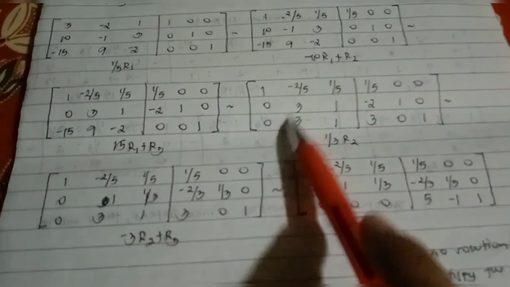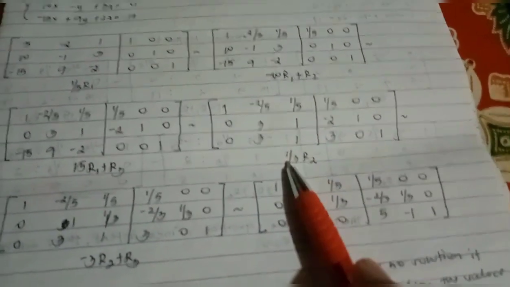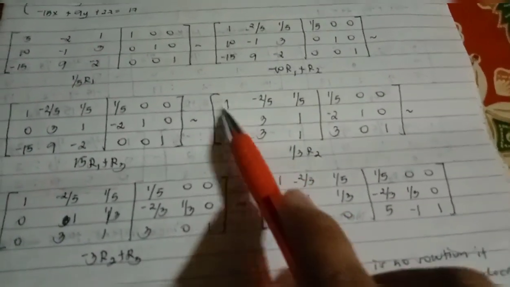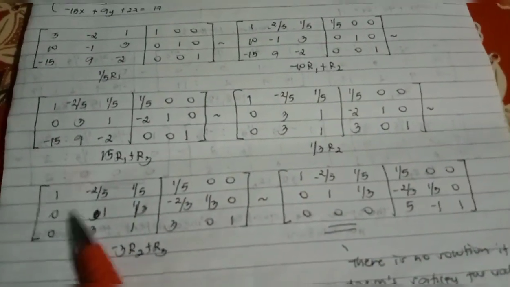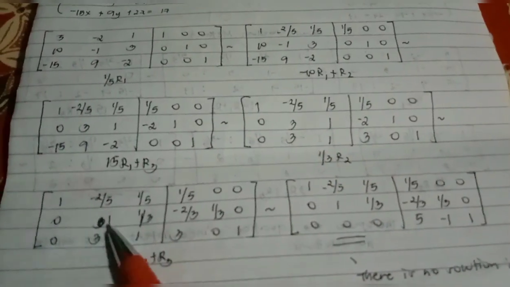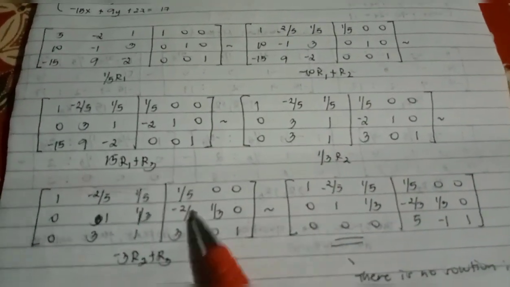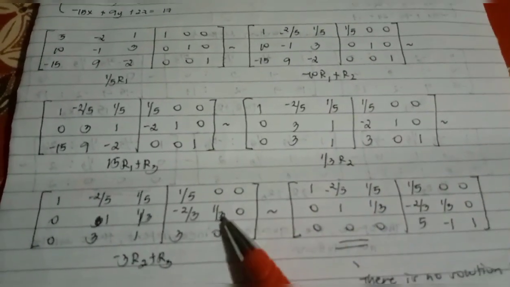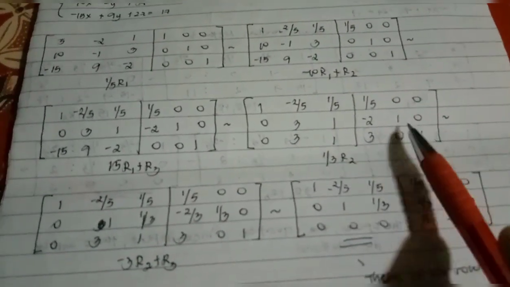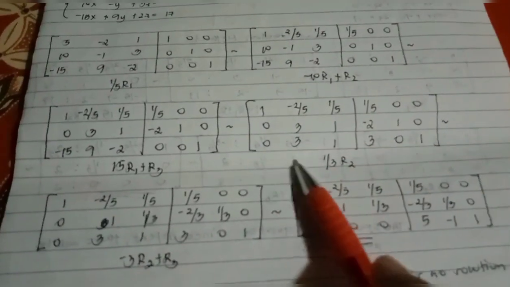The next goal is row 2 in the second column. Negative 1/3 times 0 is equal to 0. 1/3 times 3 is equal to 1. 1/3 times 1 is equal to 1/3. 1/3 times negative 2 is equal to negative 2/3. 1/3 times 1 is equal to 1/3. 1/3 times 0 is equal to 0. Then copy the first column and the third column.